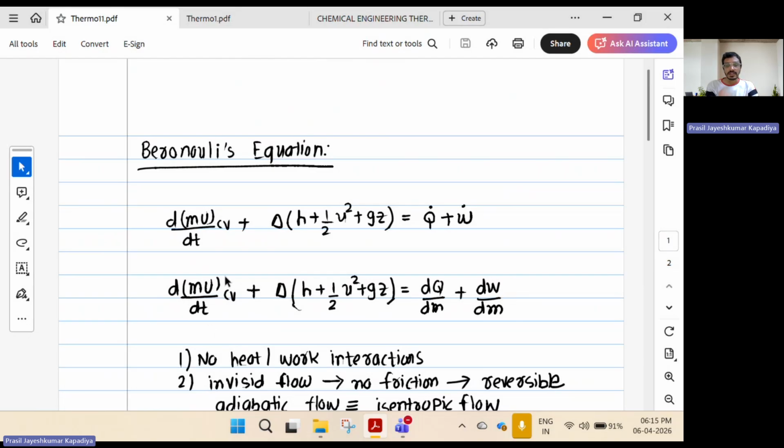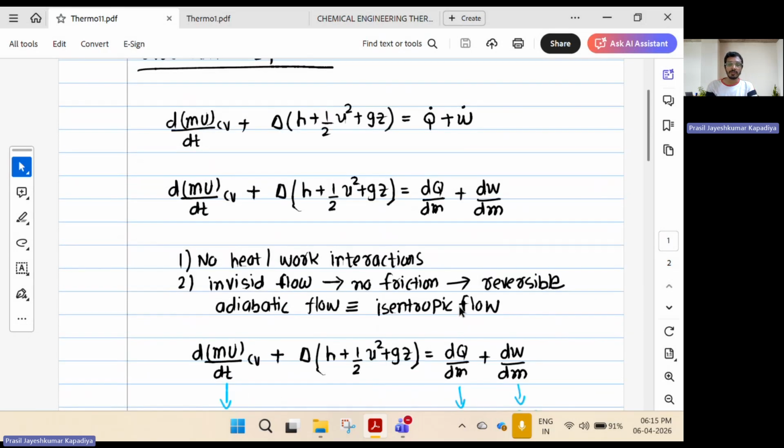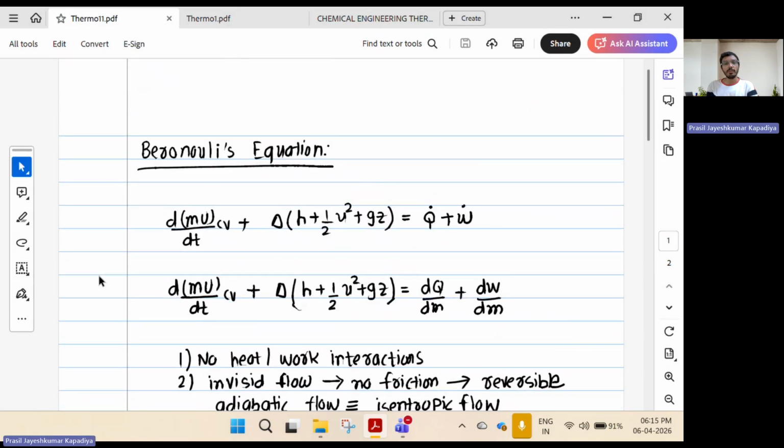So that is what this equation is written: d of mU by dt plus delta of h plus half u square plus gz is equal to dq by dm plus dw by dm. So let's say from here I want to derive Bernoulli's equation.